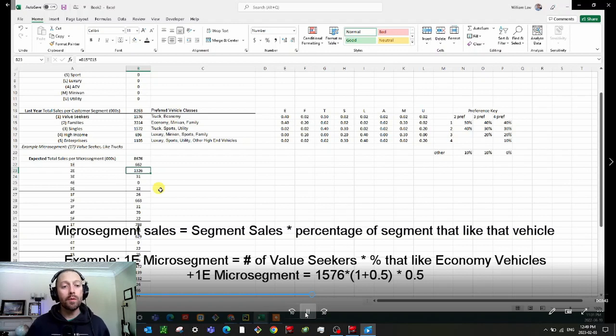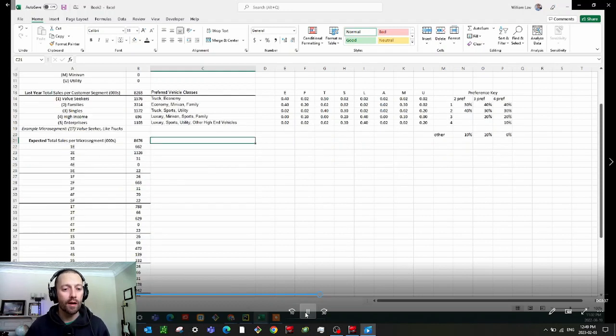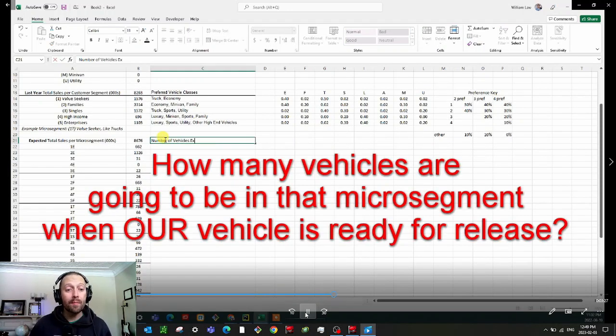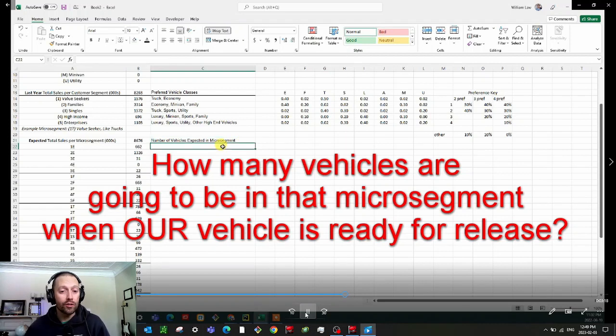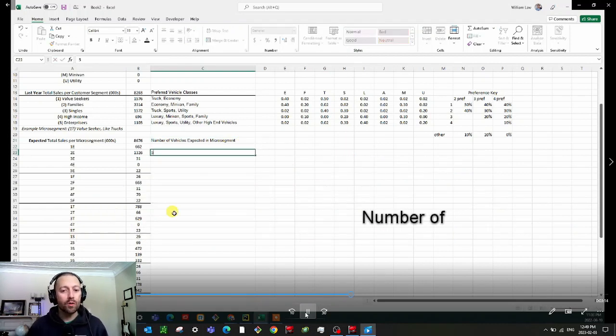So the problem though is that you can't just look at, well, I've got 2E, that's a huge microsegment, I'm gonna go there. How many vehicles are going to be in that microsegment when our vehicle is ready for release? Because we need to divide the microsegment up into how many vehicles are actually targeting that microsegment. And that's what we're going to do now.